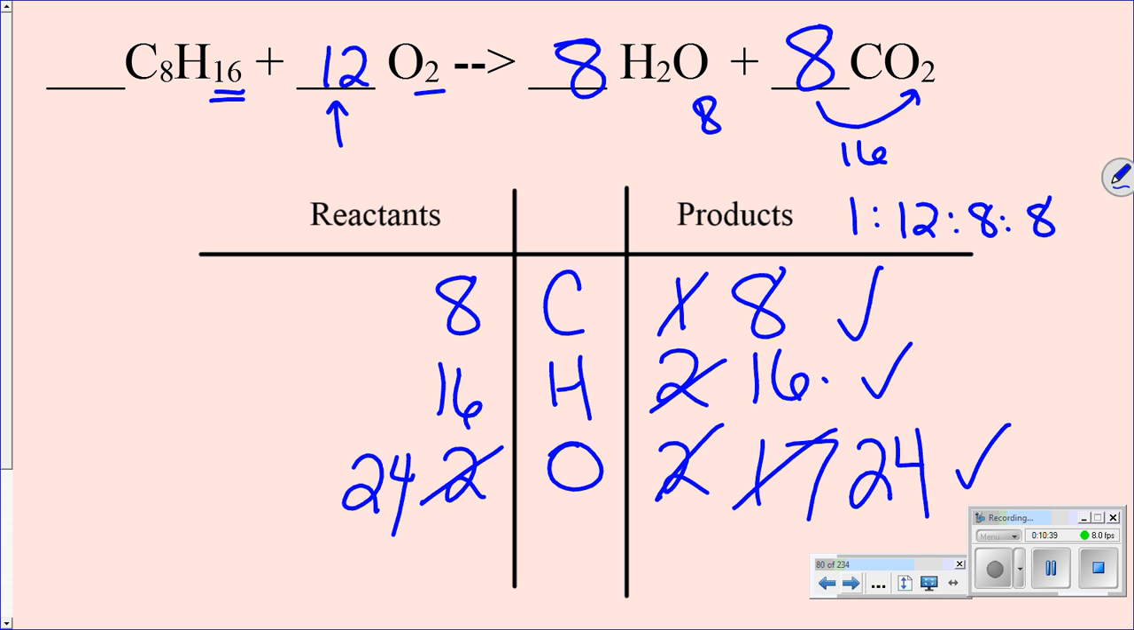This is actually the combustion of octane, and it's kind of an interesting reaction to look at, because when you see that 12 in front of O2, that tells you when we combust octane, or fuel, gasoline for our cars, we're burning oxygen. And on the other side of that, we're producing carbon dioxide. So it's kind of an interesting tie-in to how we use some of our natural resources.